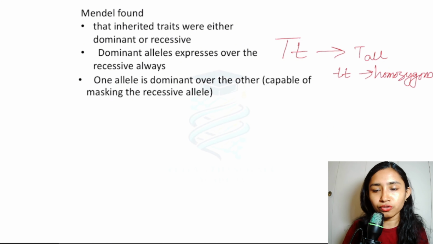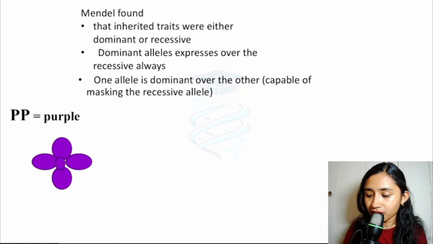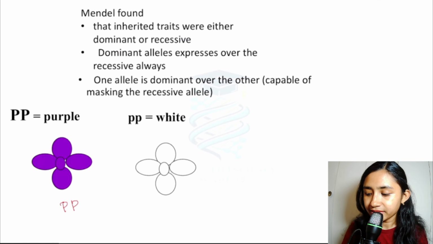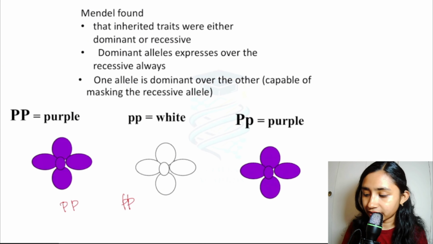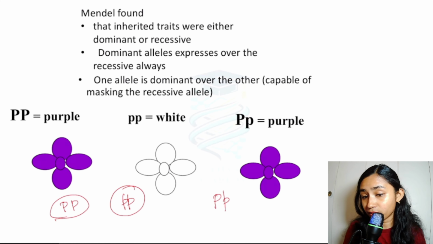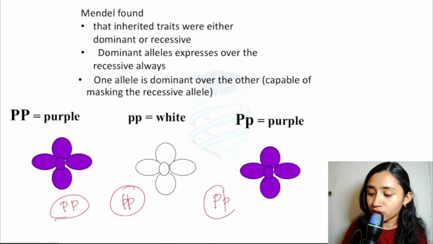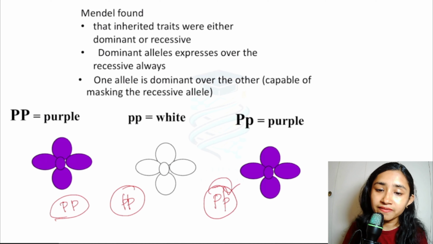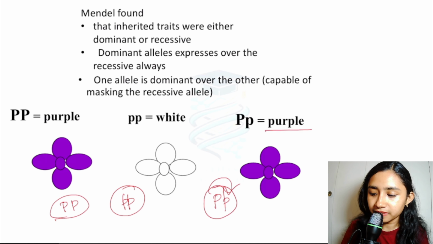We have already encountered these things. So this is the purple color flower, that is capital P, capital P. This is the white colored flower, small p, small p. This is also the purple colored flower, capital P, capital P. These things we already know that when the dominant allele is in double dose, it's going to express itself. When the dominant allele is in single dose, it will mask the recessive allele and it will express itself. It is purple in both cases.